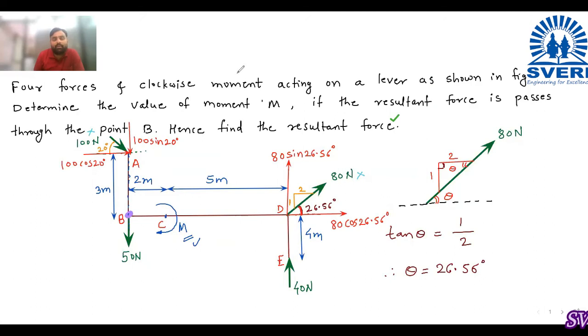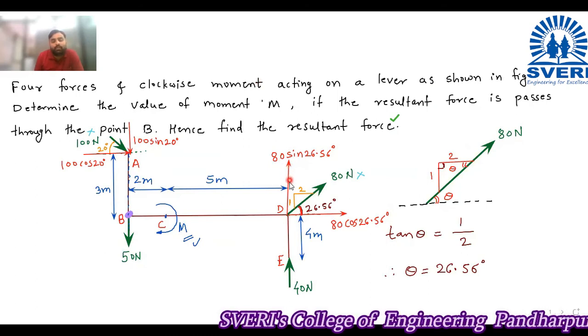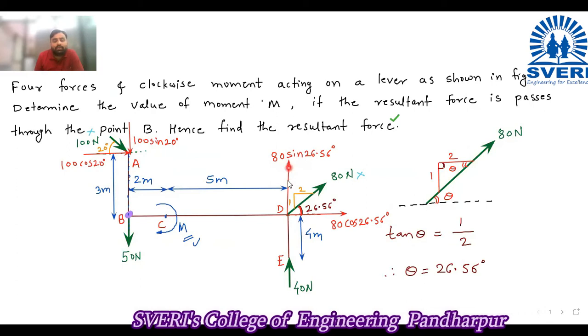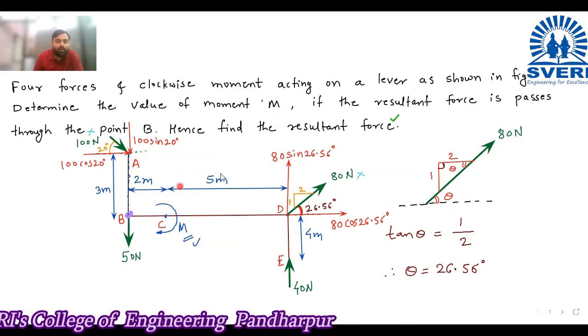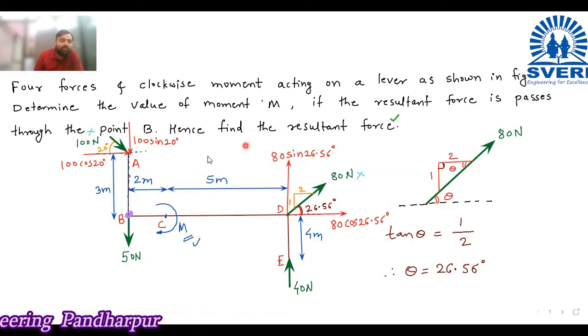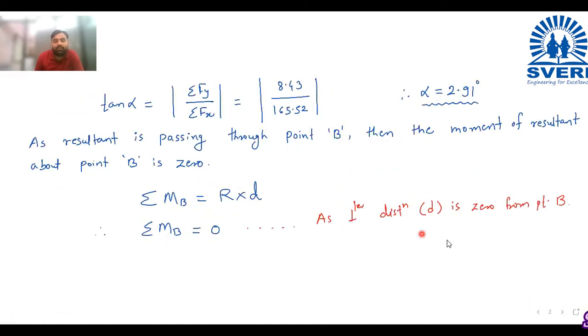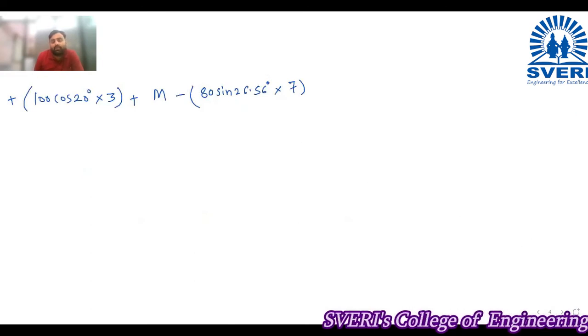So now, is it positive or negative? Negative. Okay, this force is moving upward. So if you move it up and rotate about point B, this is the direction. So it is anti-clockwise. So therefore it is negative. So I will give the negative sign to it. This is negative. Okay.